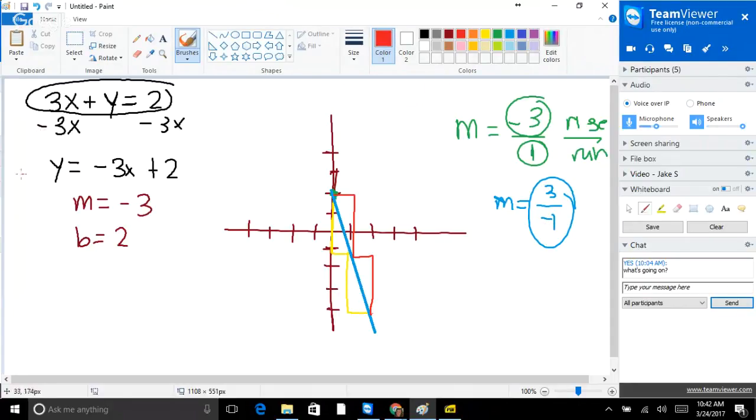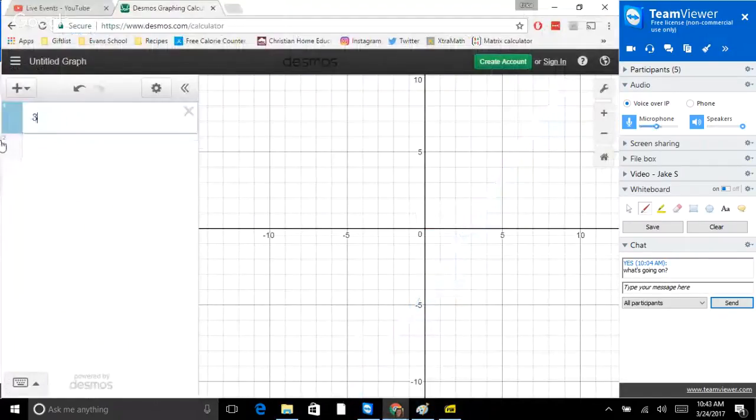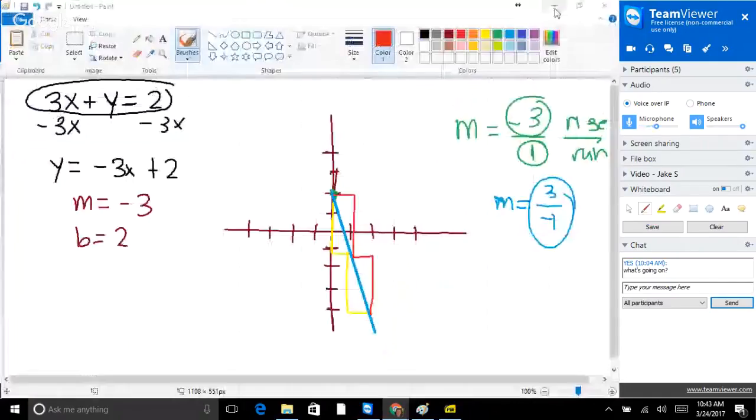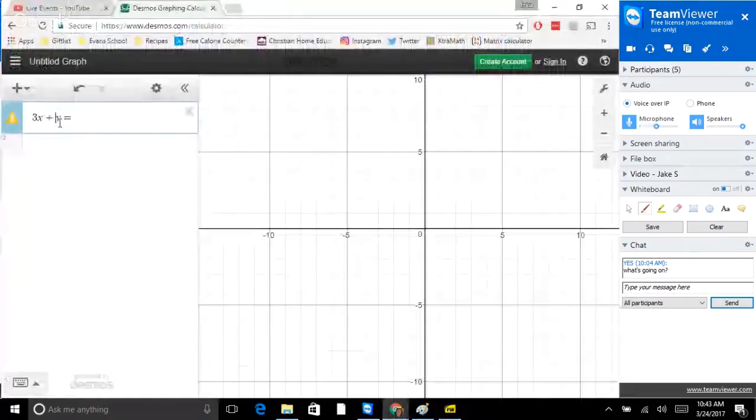Oh, one last thing. We can go back to our original equation, 3x plus y equals 2, and we can graph it, right? And we can see if we were right. So it was 3x plus 2y equals, what's it? Oh, 3x plus y equals 2. Make sure you get your equation right, or else you won't get it right, right? 3x plus y equals 2.